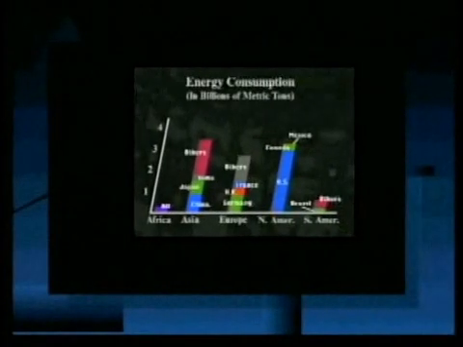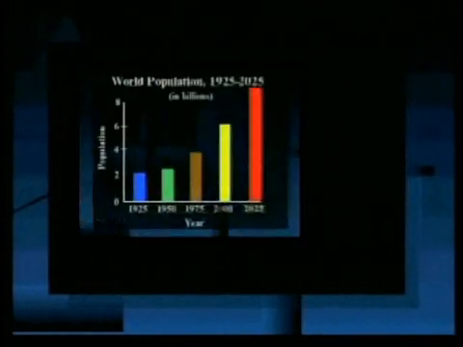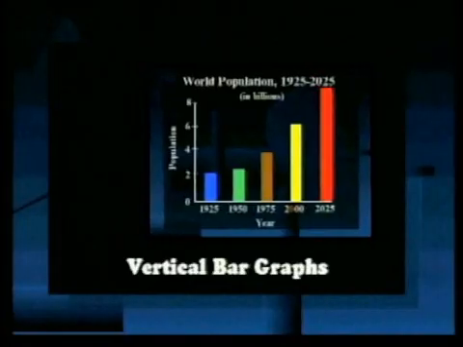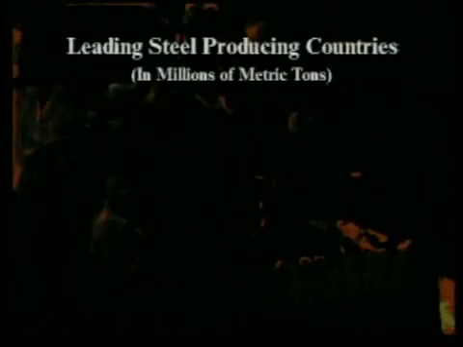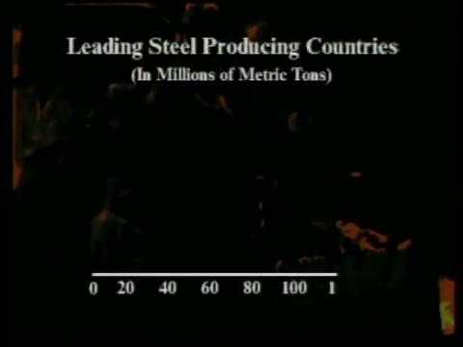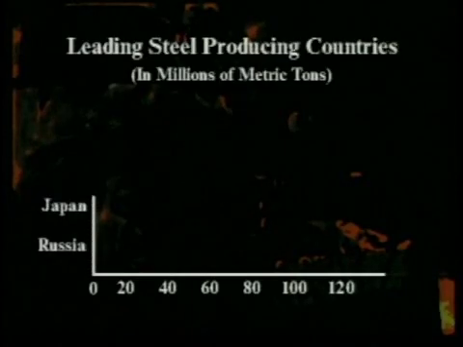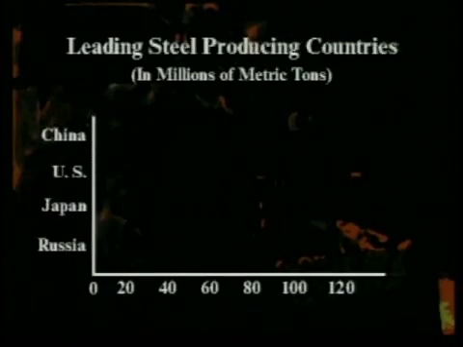So far, in this section of the program, we've discussed vertical bar graphs. There are also horizontal bar graphs. The upcoming example, as you can see, will compare steel output in the leading steel-producing countries. On horizontal bar graphs, numerical data almost always lie along the horizontal axis, and the things to be compared along the vertical axis.